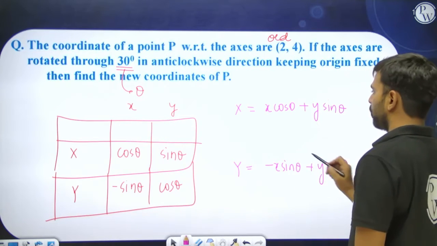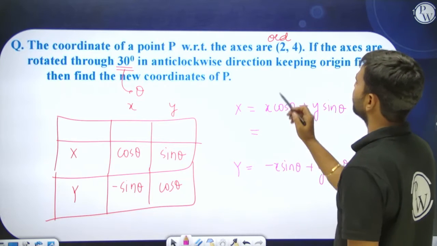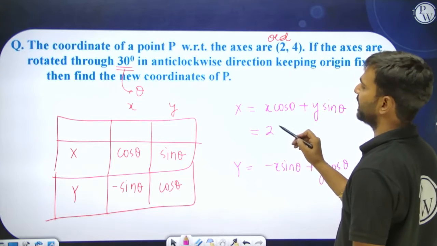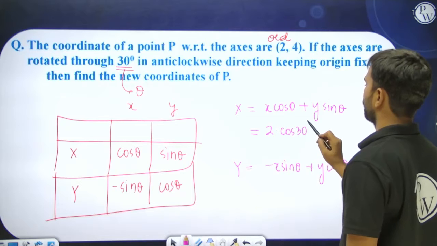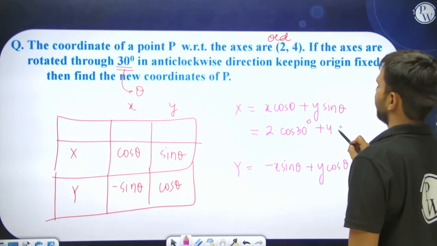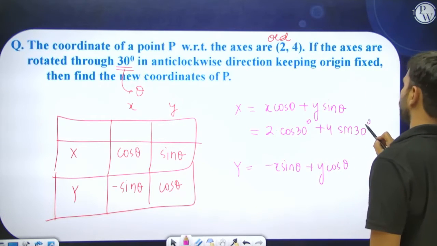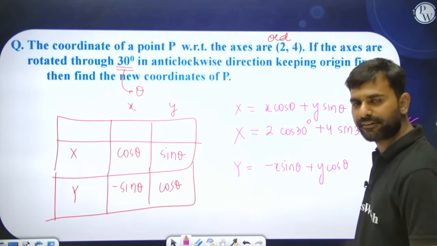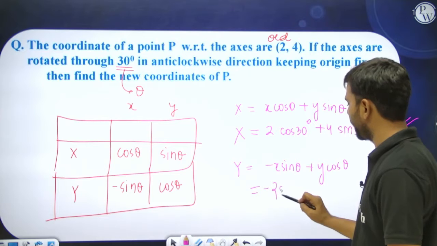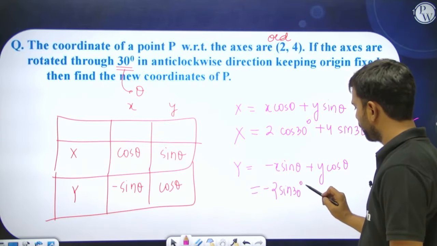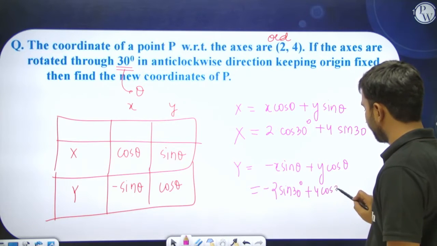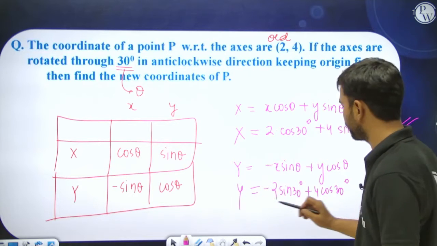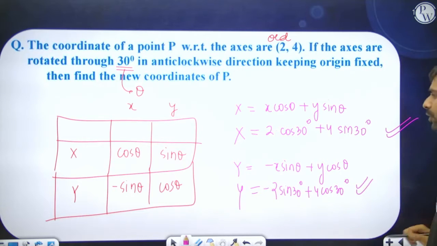That's it. Now if you want to find out this value, x's old value is 2 into cos 30 degree, plus y is 4 into sin 30 degree. So this thing is done. You have got the new x coordinate. Similarly, you can get the new y coordinate: minus 2 times sin 30 degree plus 4 times cos 30 degree. That's it. Y new coordinate also you have got. So this is your answer.